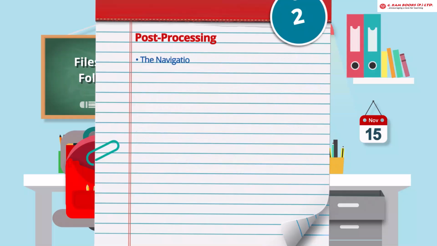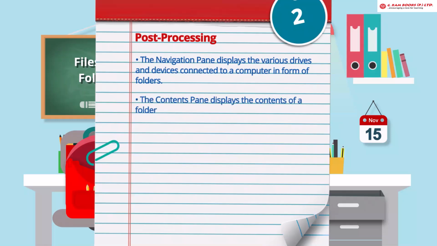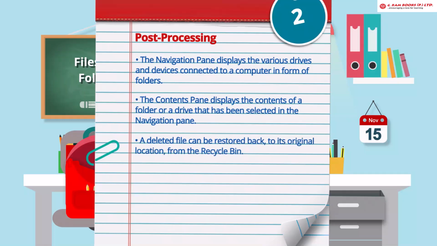The navigation pane displays the various devices and drives connected to a computer in the form of folders. The Contents pane displays the contents of a folder or a drive that has been selected in the navigation pane. A deleted file can be restored back to its original location from the Recycle Bin. The view of the Contents pane can be changed to see the icons in different sizes or details of files.